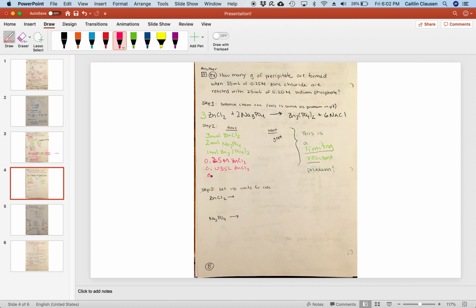You're also given 0.025 liters of sodium phosphate and 0.20 molar sodium phosphate. And we're looking for grams of precipitate, which would be specifically grams of zinc phosphate.